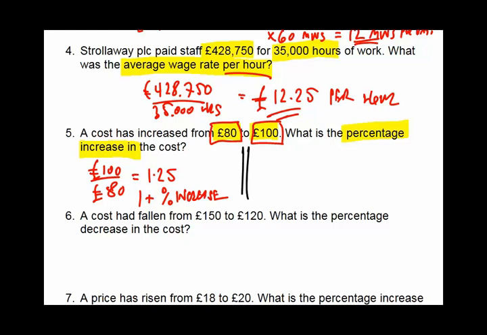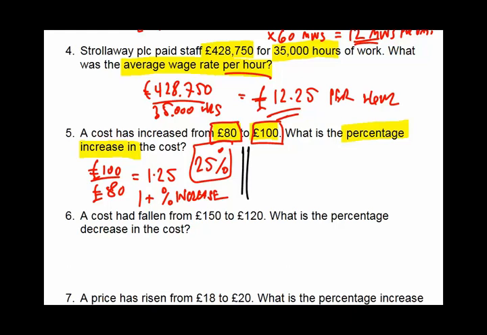Now what that 1.25 is doing is showing you 1 plus the percentage increase in the cost. So here 1.25 gives me 1 plus a 25% increase in the cost. So the 0.25 is showing us a 25% increase. If that had been 1.2, it would have been a 20% increase, 1 plus 20%. Because when we express percentages as a decimal, 25% becomes a decimal of 0.25.